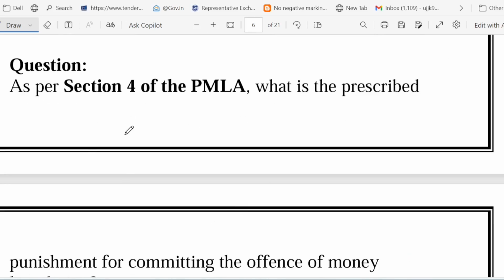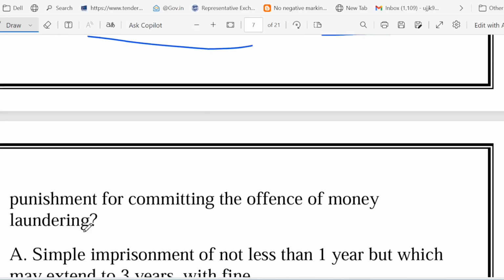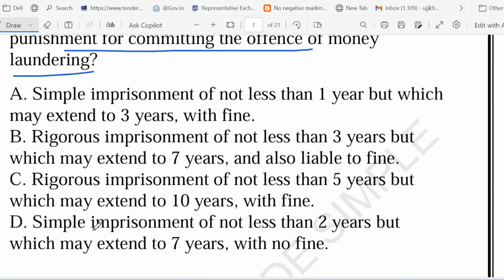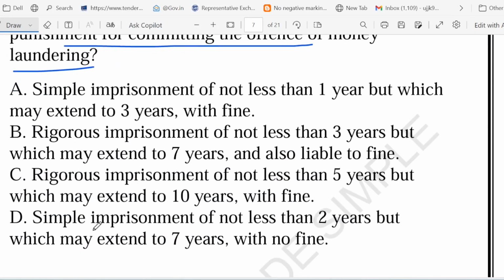Now friends, let's look at the next question. The next question is, as per Section 4 of the PMLA, what is the prescribed punishment for committing the offense of money laundering? So let's see the four options that we have.